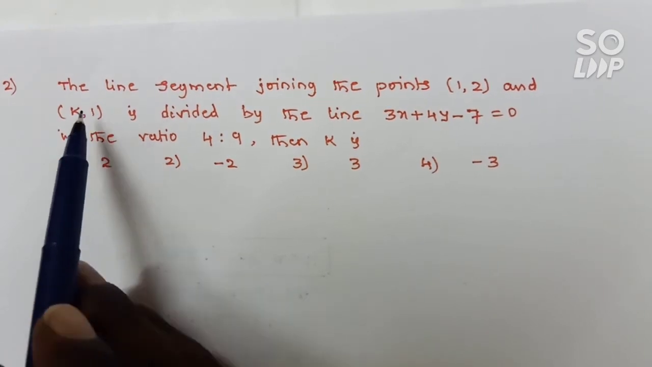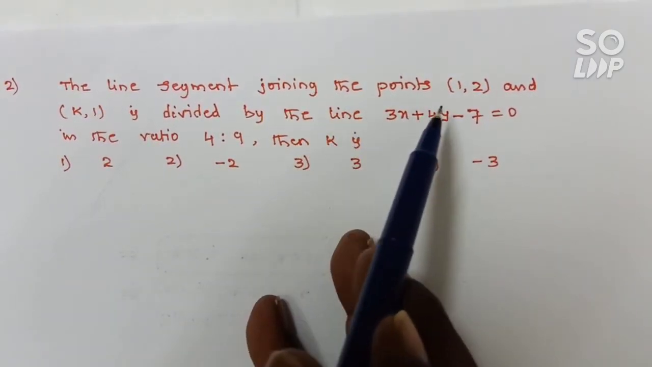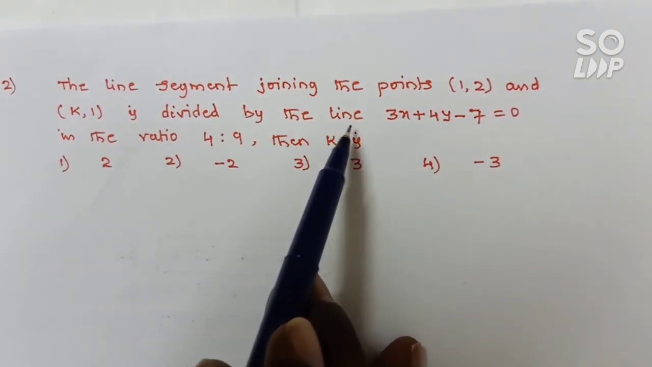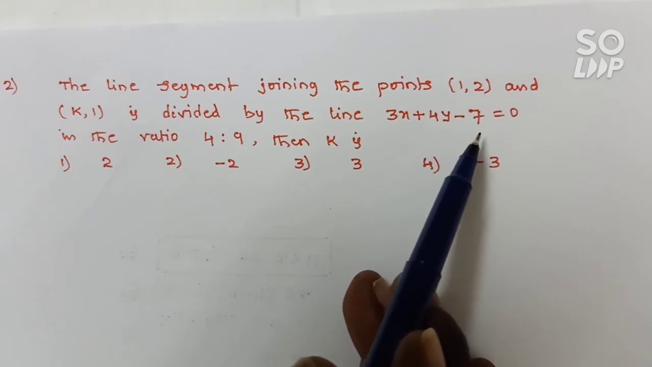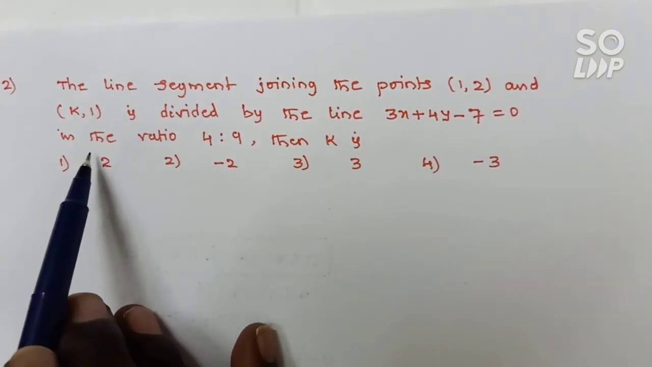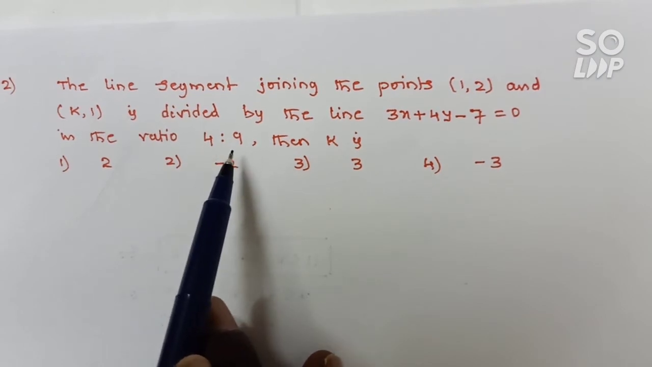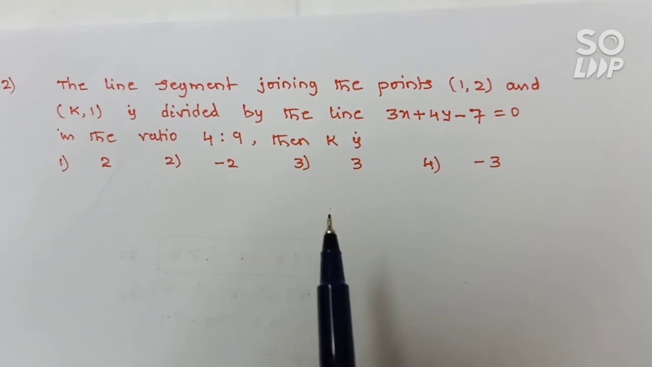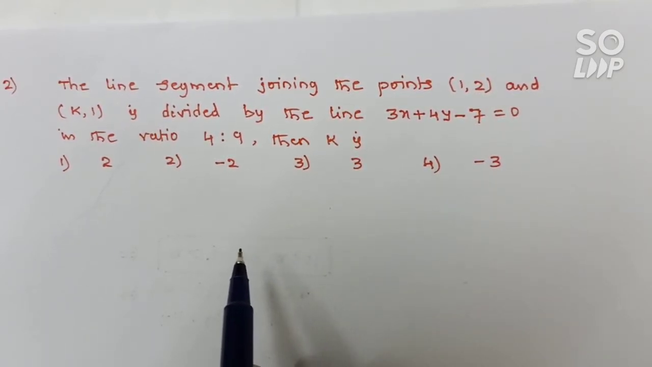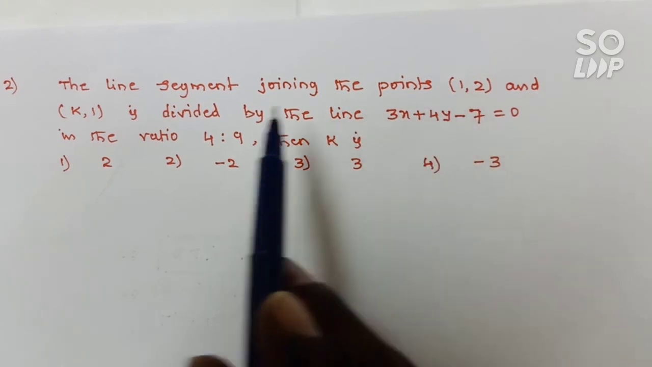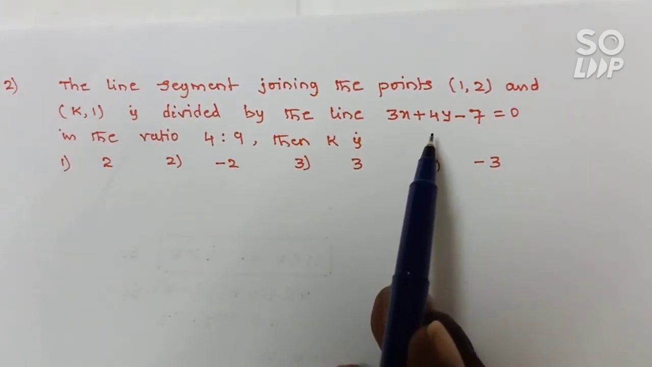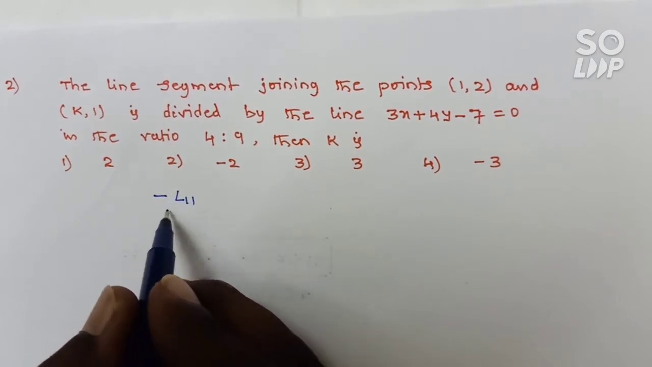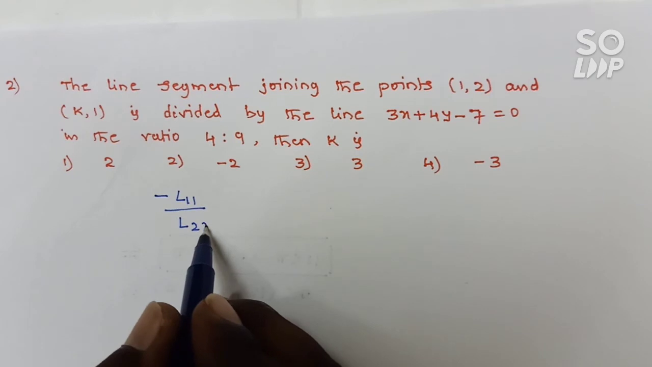See this one: the line segment joining the points (1, 2) and (k, 1) is divided by the line 3x + 4y - 7 = 0 in the ratio 4 is to 9. Then we have to find the k value. Already we know that the line segment joining the two points is divided by the line in the ratio minus L11 by L22. This is that formula, right?